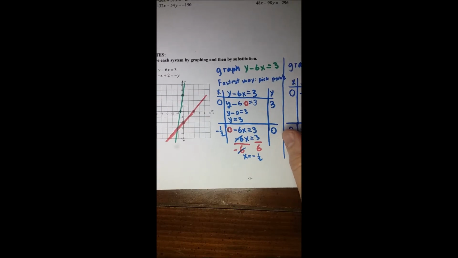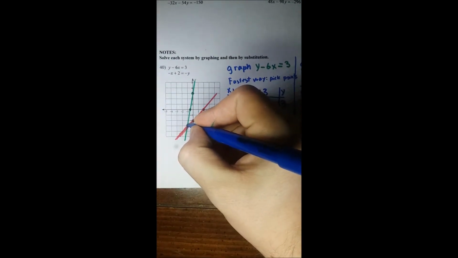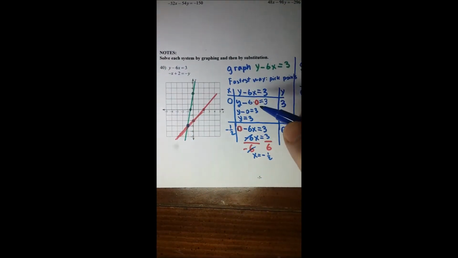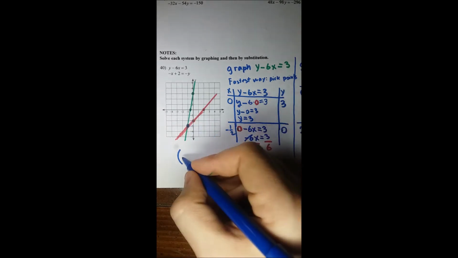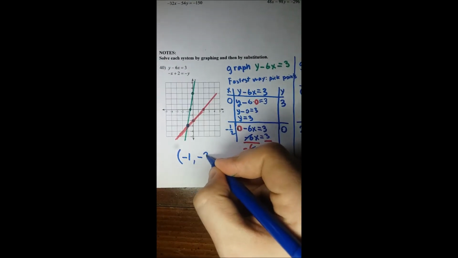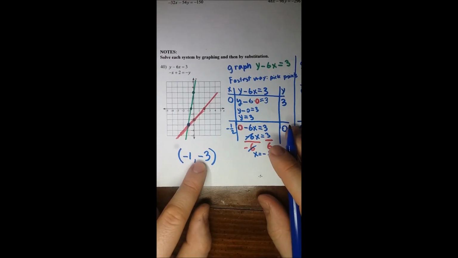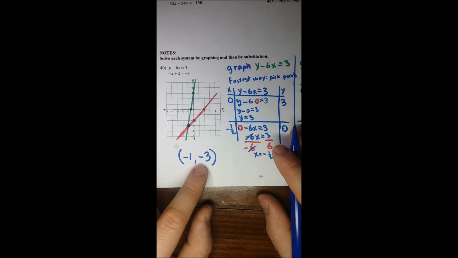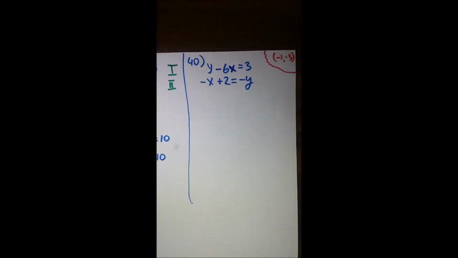So now that I've graphed both of my lines, the point of intersection will be right here. Okay, and so the point of intersection is, here's your answer, negative 1 on the x-axis, and down you go on the y is negative 3. So that is your answer if you're solving it graphically or using the graph.